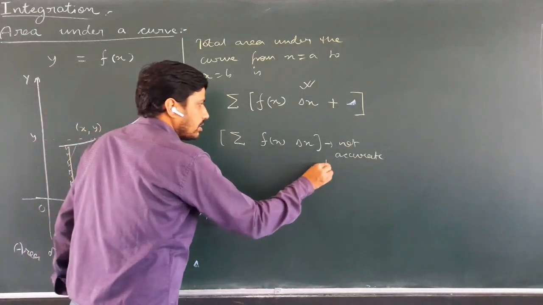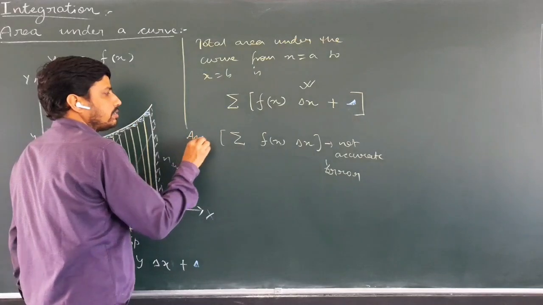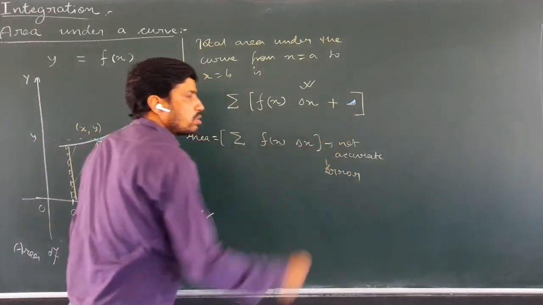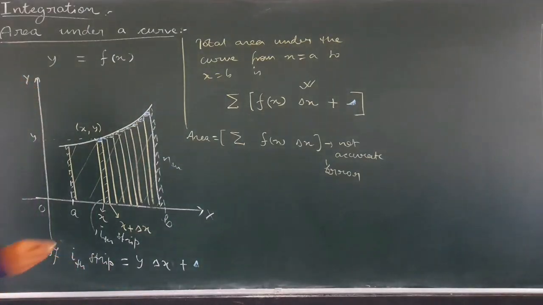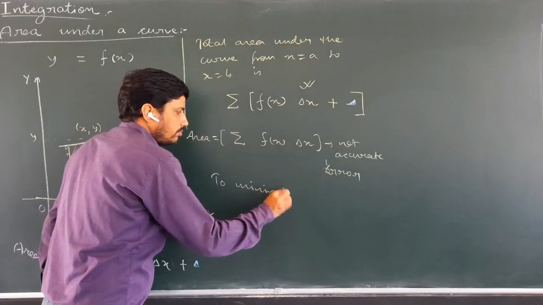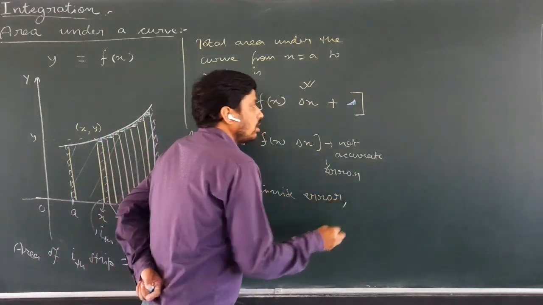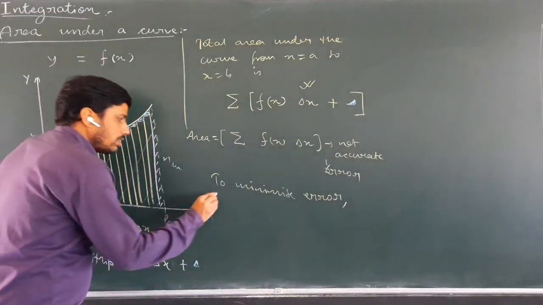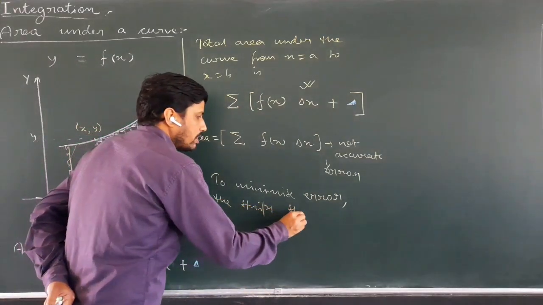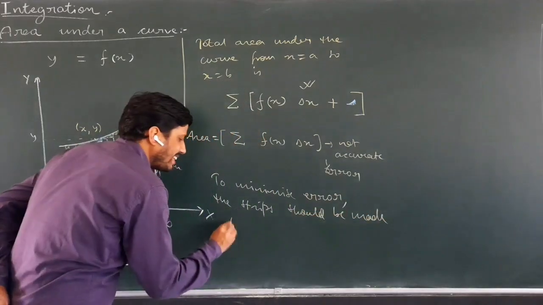So there is some error. If you write area as this much, there is some error. That error is because of this particular part. So to minimize the error, what we need to do, the strips should be made thinner and thinner.